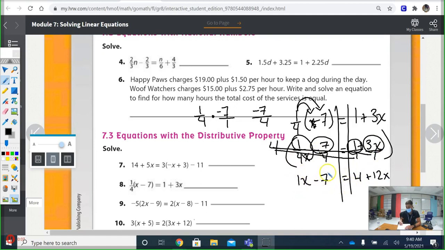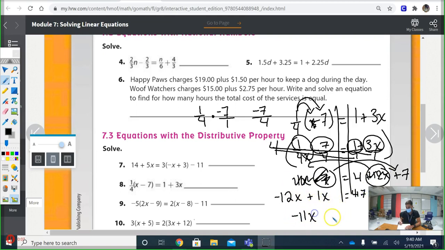You need to put all the numbers to the right. And negative 7 will turn into a positive 7. And the 12x will turn into a negative 12x. Let me bring down the left-hand side really quick. Negative 12x plus 1x is negative 11x. 4 plus 7 is 11. You divide by negative 11. Positive 11 divided by negative 11 is a negative 1.